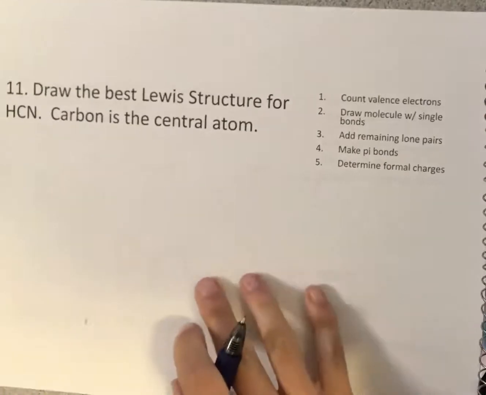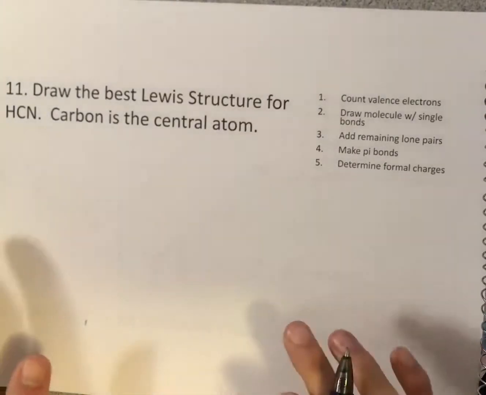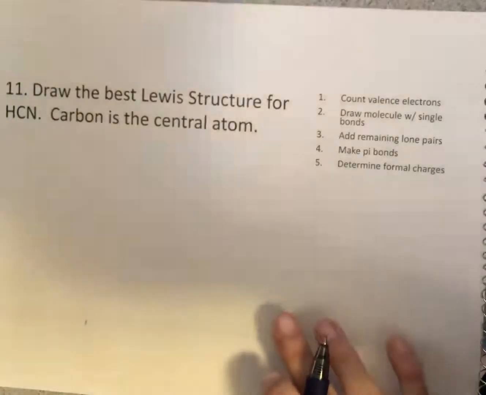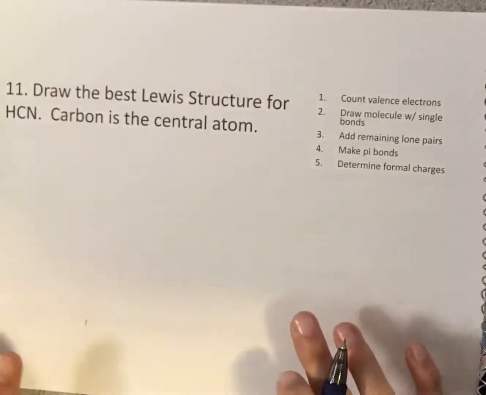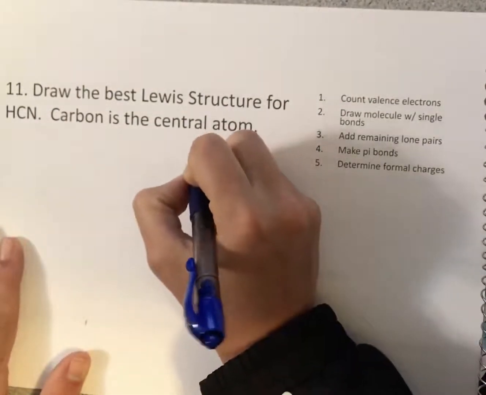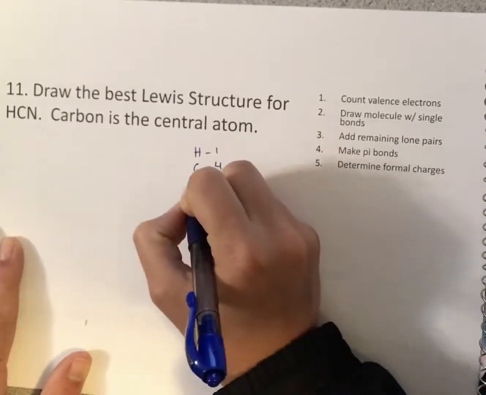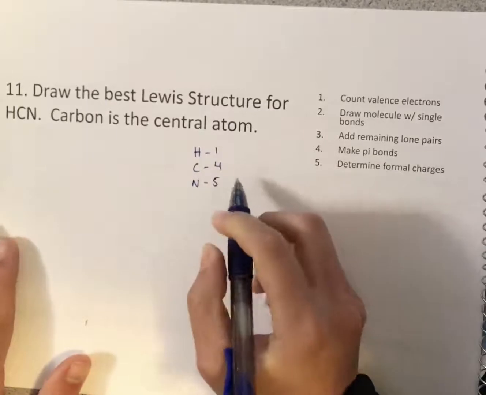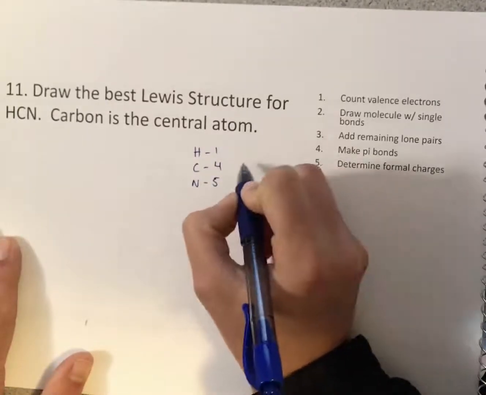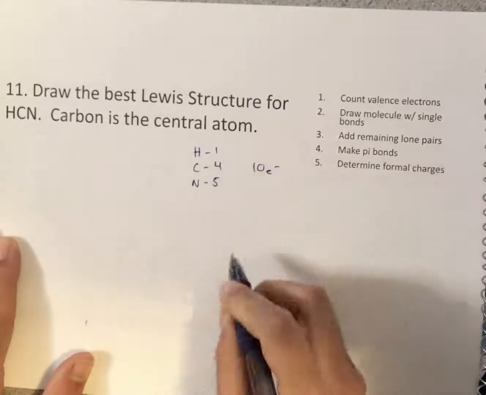Okay. Oh, looks like I lied. There is one more of the draw the best Lewis structure. So this is for HCN, and it tells you that carbon is the central atom, but we would know that because carbon has 4 and nitrogen has 5 valence electrons, so carbon wants more than nitrogen does. So adding up these, we have 10 total valence electrons.